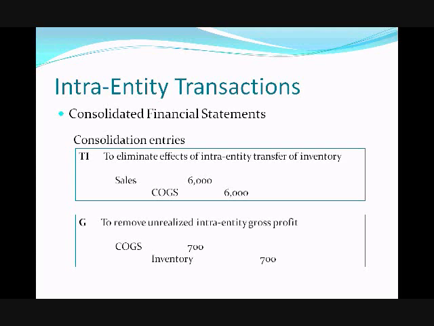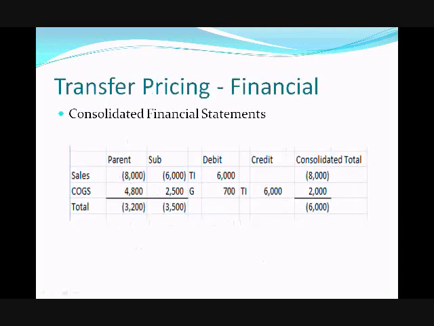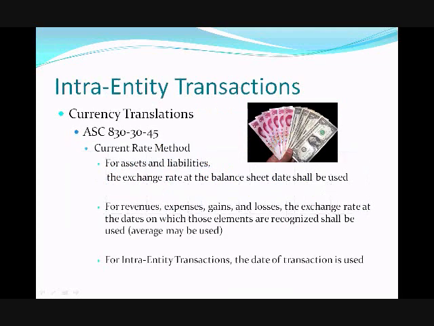The consolidated financial statements will look like this. The consolidated net income is $6,000. When consolidating financial statements that involve a foreign subsidiary, a currency translation of the financial statements must take place. Accounting Standards Codification 830-30-45 states that a company must use the current rate method to translate the foreign financial statements.